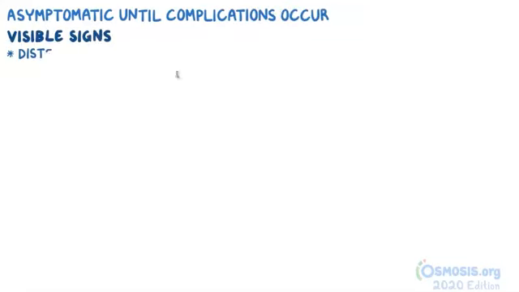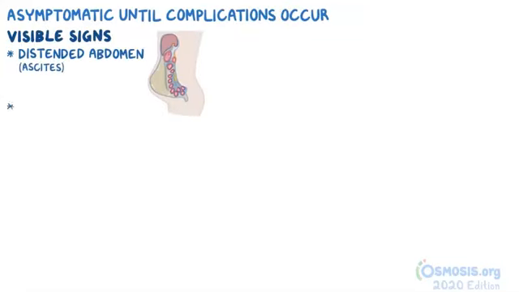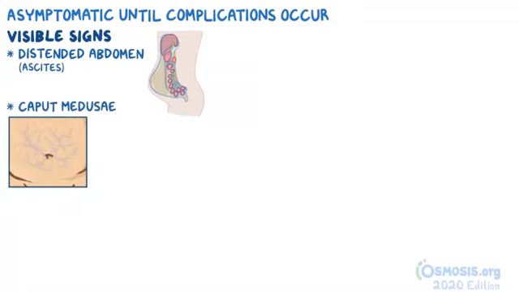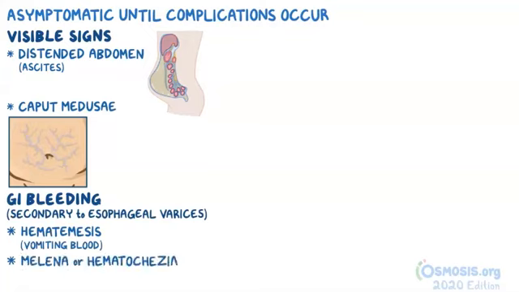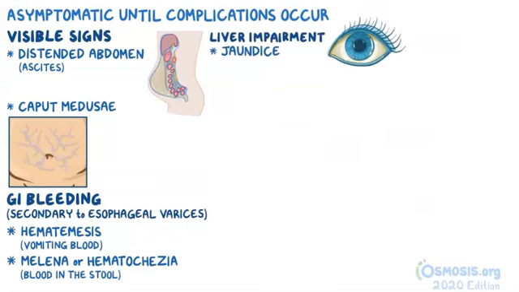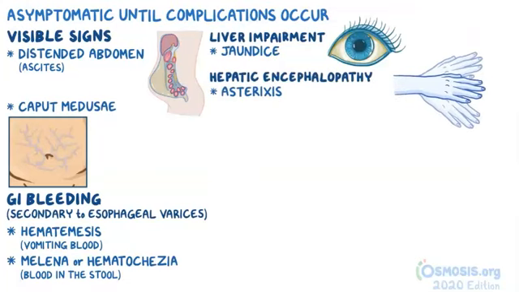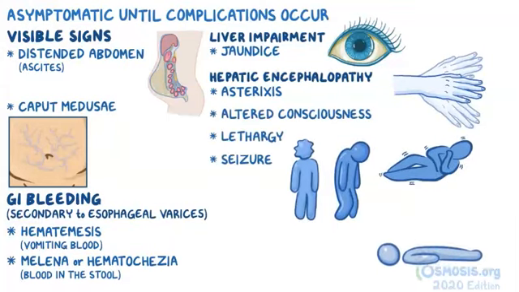Visible signs include a distended abdomen with ascites and caput medusa, or visibly engorged superficial abdominal veins. GI bleeding secondary to esophageal varices can present with hematemesis, or vomiting blood, or melena or hematochezia, when there's blood in the stool. With liver impairment, jaundice may occur. And finally, with hepatic encephalopathy, there may be asterixis, which means hand tremor when the wrist is extended, altered consciousness, lethargy, seizure, or coma.